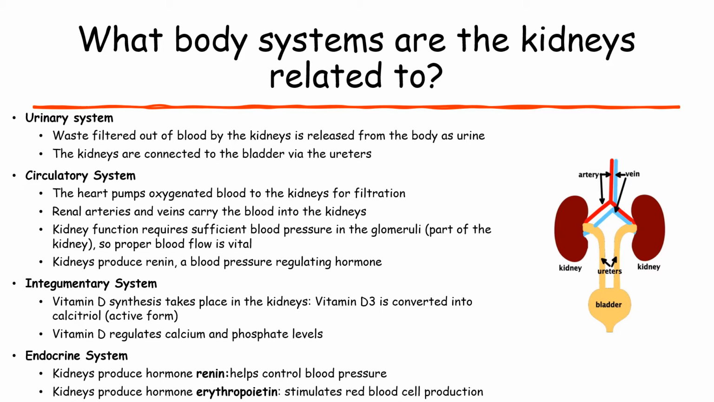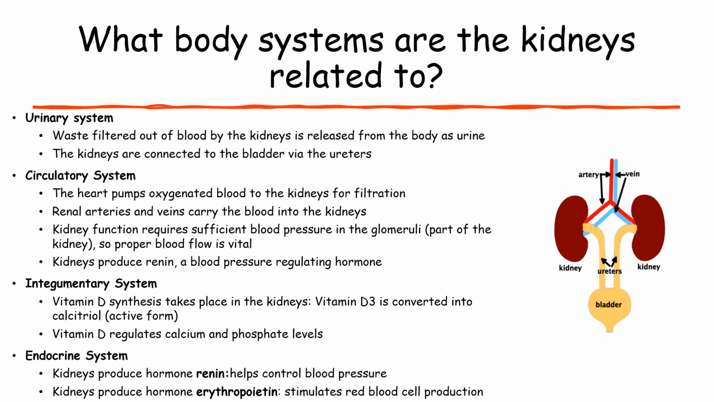The kidneys are also connected to the circulatory system. After all, one of the kidneys' main roles is filtering the blood, and the heart pumps that oxygenated blood down to the kidneys to be filtered. And we have these renal arteries and veins that carry blood into the kidneys, which I'll discuss more later. Kidney function is also highly reliant upon sufficient blood pressure in the glomeruli, which is a part of the kidney that I'll discuss more later. So proper blood flow is a real necessity for kidney function, and obviously that is related to the circulatory system. And lastly, the kidneys produce renin, which is a hormone that helps regulate our blood pressure.